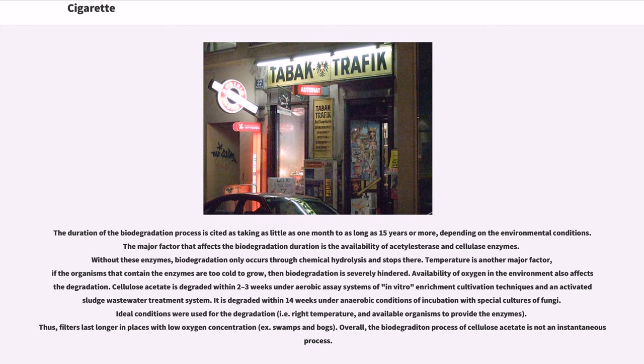Cellulose acetate is degraded within 2 to 3 weeks under aerobic assay systems of in vitro enrichment cultivation techniques in an activated sludge wastewater treatment system. It is degraded within 14 weeks under anaerobic conditions of incubation with special cultures of fungi. Ideal conditions were used for the degradation. Thus, filters last longer in places with low oxygen concentration. Overall, the biodegradation process of cellulose acetate is not an instantaneous process.